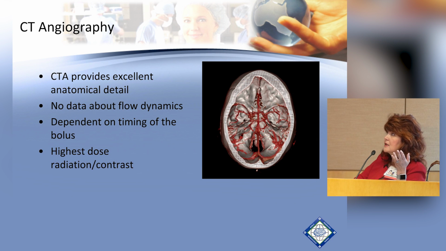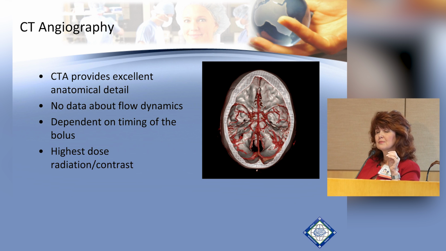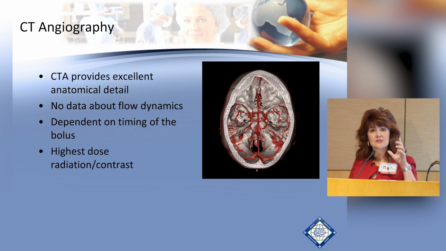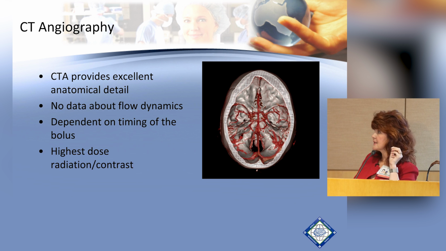So CT angiography provides excellent detail of the anatomy, but it doesn't really provide any data about flow dynamics. It's dependent on the timing of the bolus. So if you give a bolus of contrast and you time it wrong, you don't get a great idea of what's going on arterially. Sometimes you get venous artifact. So you really have to time the bolus very carefully.